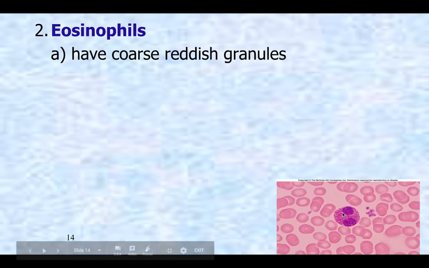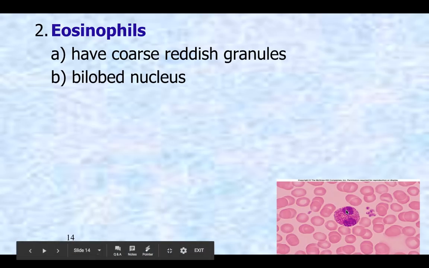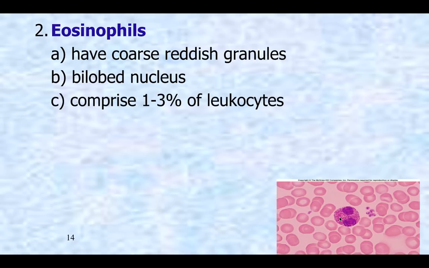So they have these coarse red granules in here, and we can clearly see that that is different than the neutrophil that we saw before. It's bilobed, bi meaning 2. So here's our 2-lobe nucleus, 1, 2. We can see that it's connected here by a thin fiber. And they comprise only 1 to 3% of our white blood cells.